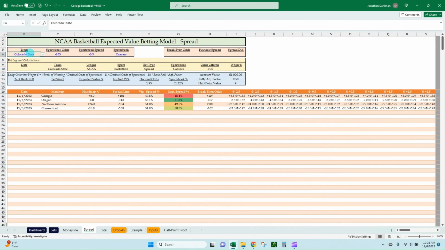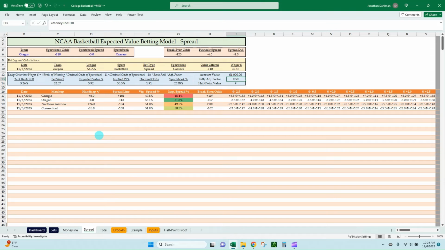And so we can go up here, type in Oregon. We're getting minus 110, and that was at a minus 5 spread on Caesars. So the break-even odds were minus 125, but we're getting minus 110. So we are getting a positive EV bet with a 55.5% chance for Oregon to cover that spread, versus Caesars only saying they have a 52.38%. And so we should wager $32.57 with a 1,000 count value and a Kelly adjustment factor of 0.5.